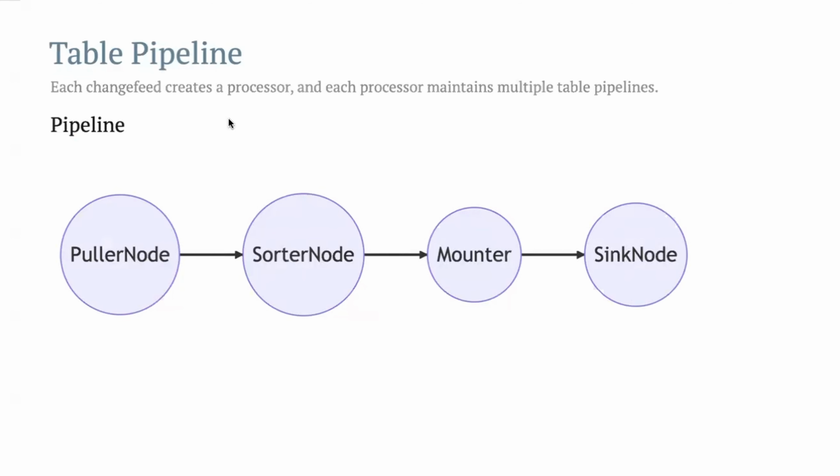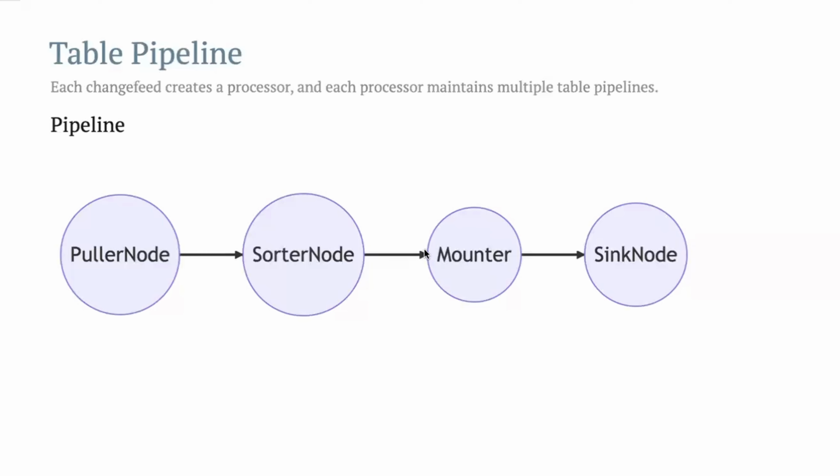Each pipeline is responsible for replicating data for a single table, and it has 4 components. First up, we have the puller. The puller is responsible for pulling data from TiKV. We use a gRPC connection to get the data from TiKV. The next one is the sorter. The sorter is responsible for sorting the data based on commit timestamps. This ensures that the data is replicated in the correct order.